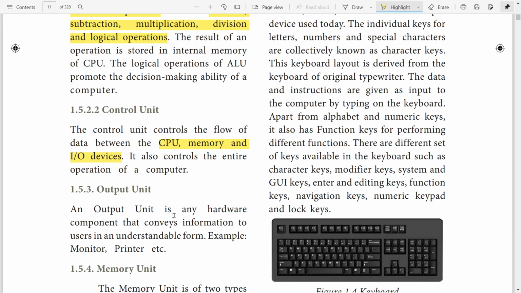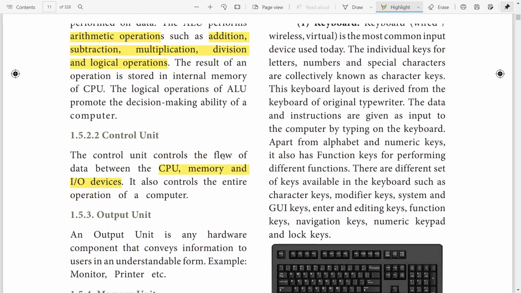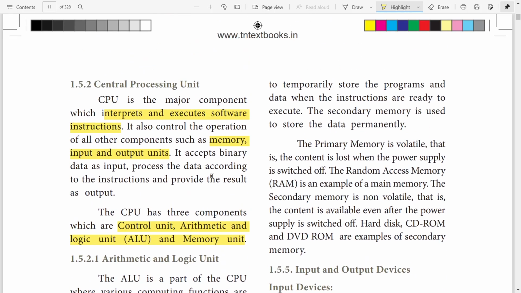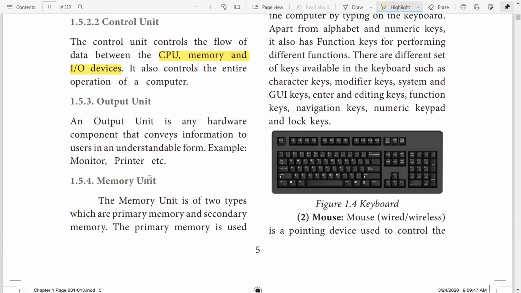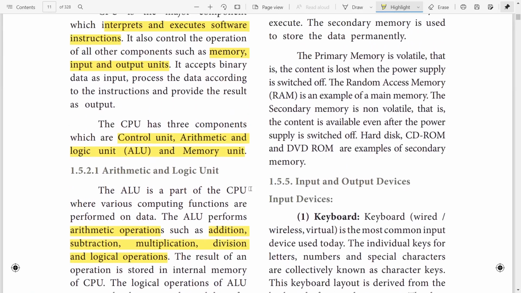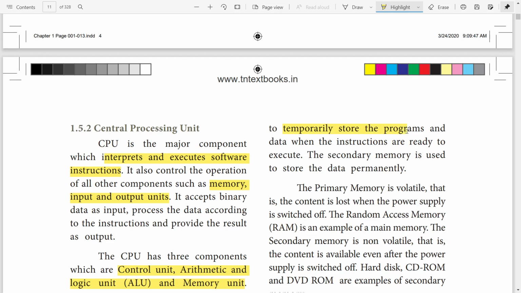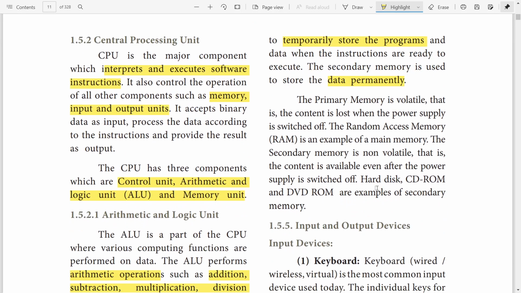Output unit is any hardware component that conveys information to the user to understand. Memory unit. Two types of memory unit: primary memory and secondary memory. Primary memory is used to temporarily store the programs and data when the instructions are ready. Secondary memory is used to store the data permanently. Primary means temporary storage, secondary means data can be stored permanently.